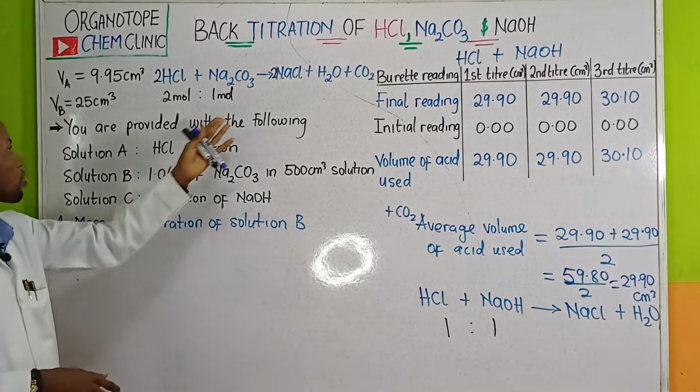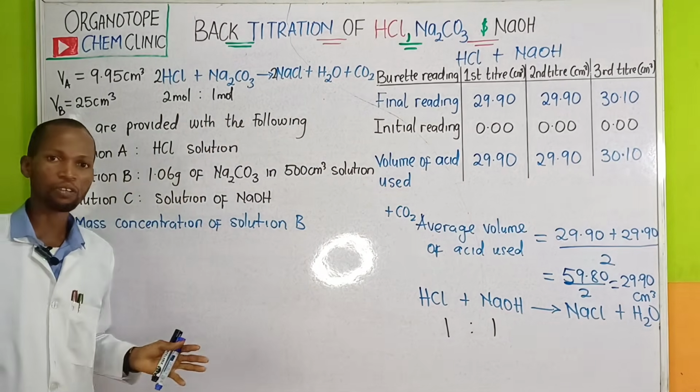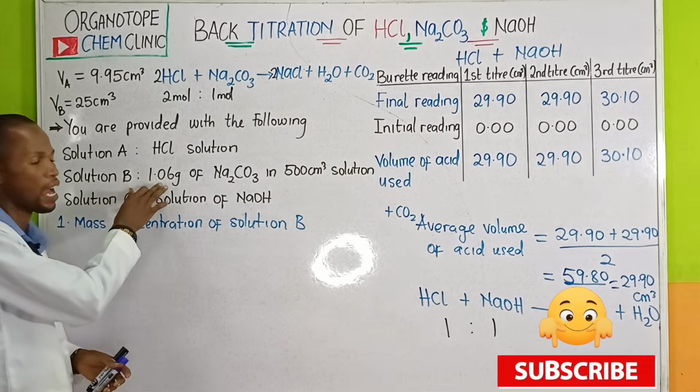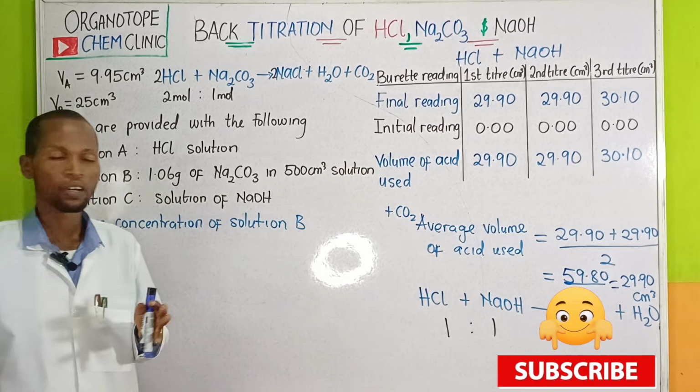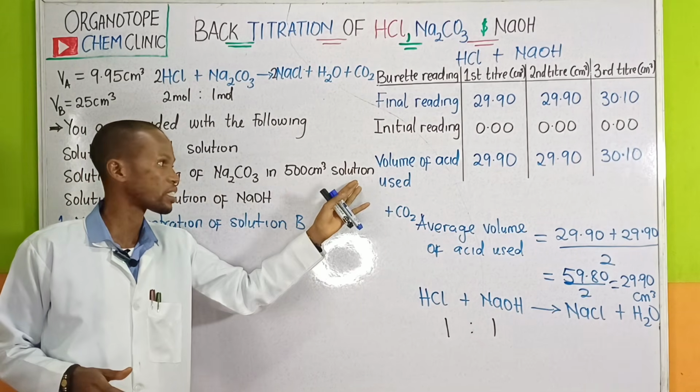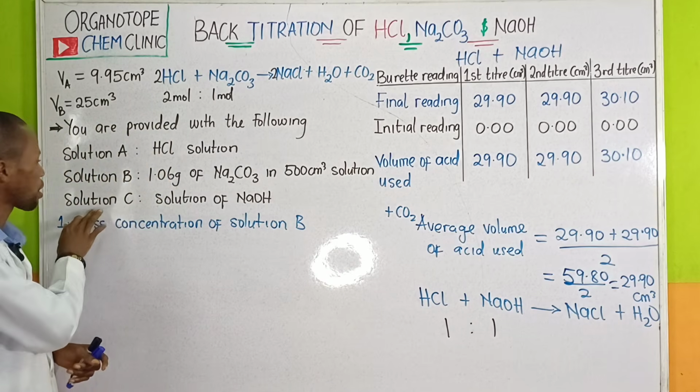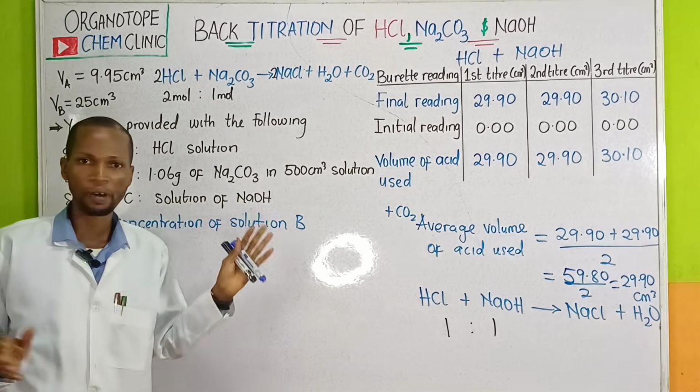You are provided with the following. Solution A, that's hydrochloric acid solution. Solution B, we have 1.06 gram of sodium carbonate in 500 cm³ solution. Then we have solution C, solution of sodium hydroxide.